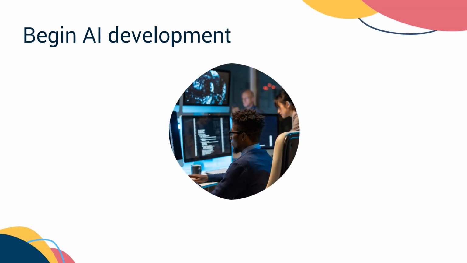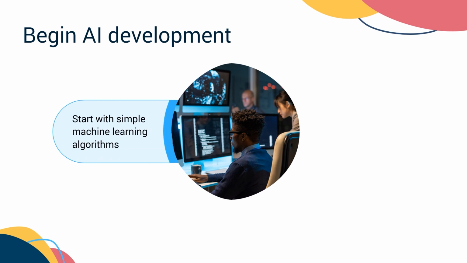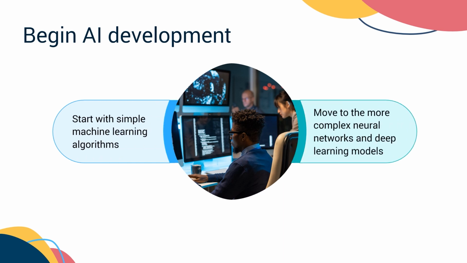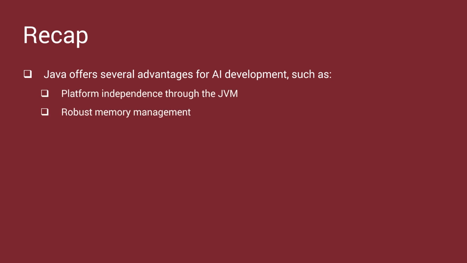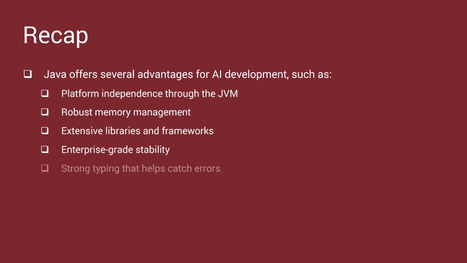With the environment set up, you can begin AI development using Java. You can start with the simple machine learning algorithms before moving to the more complex neural networks and deep learning models. In this video, you'll learn that Java offers several advantages for AI development, such as platform independence through the JVM, robust memory management, extensive libraries and frameworks, enterprise-grade stability, and strong typing that helps catch errors.